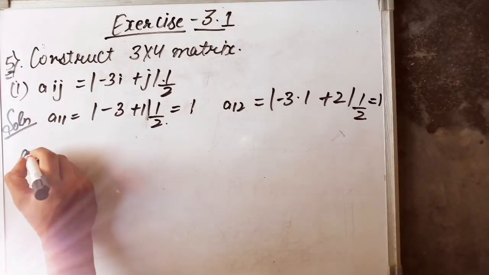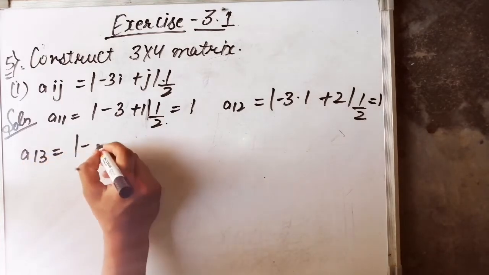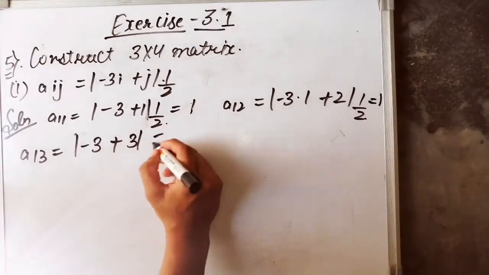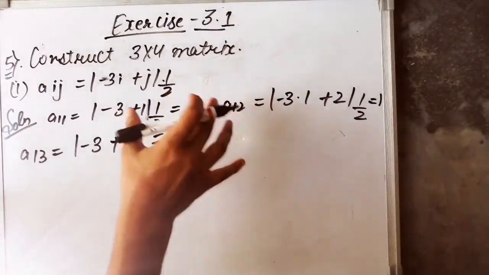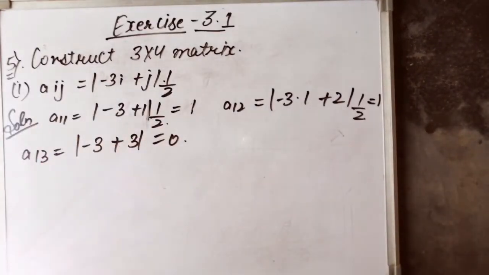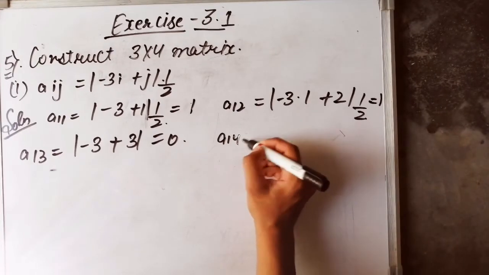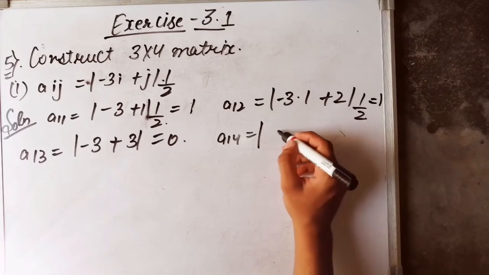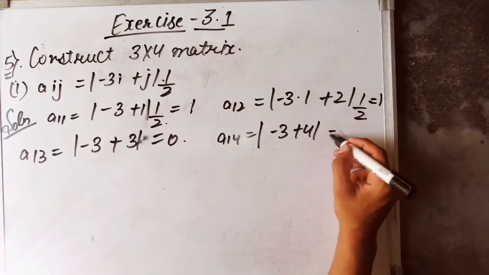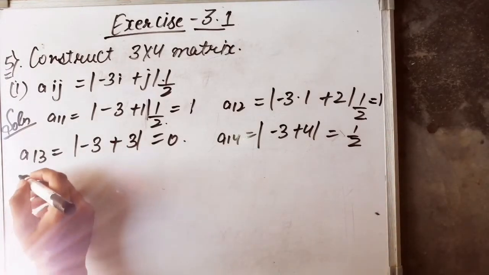a13 equals −3 + 3. This will certainly give us 0, because there is no need to write this long method. And a14 is −3 + 4 divided by 2, which will give us 1 by 2. Okay, now let's find out other elements.